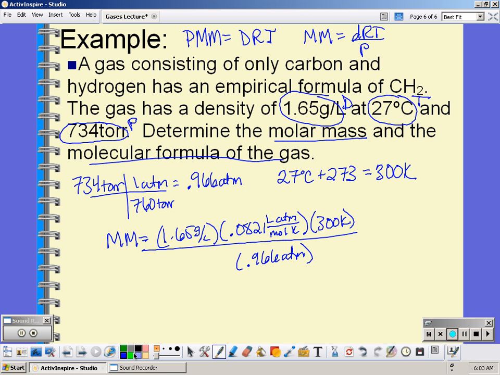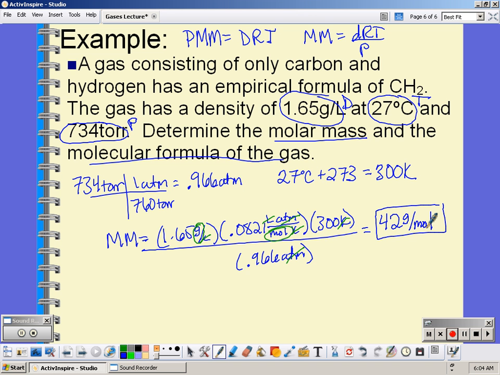Units really help to make sure that you're correct. If we look at all of our units and start canceling things out, we have liters, Kelvin, and atm. That leaves us with grams over moles, which is our unit for molar mass. So that gives us a molar mass of 42 grams per mole, and that satisfies the first part of the question. The second part says, what is the molecular formula of the gas?